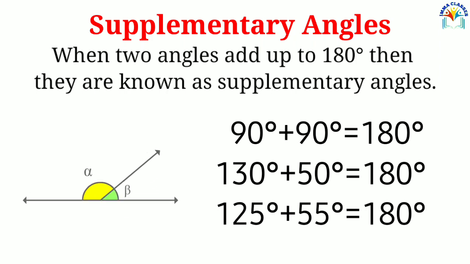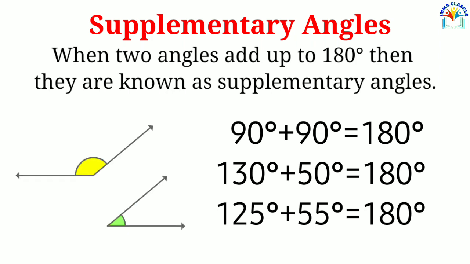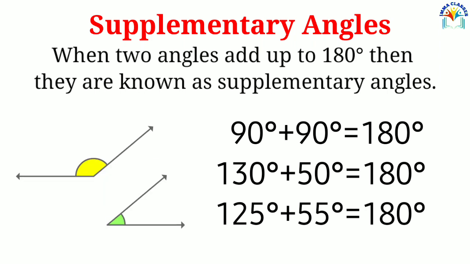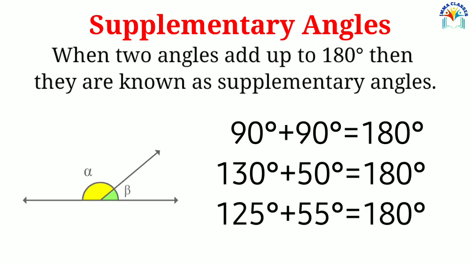130 degrees plus 50 degrees is equal to 180 degrees. So the angle of 130 degrees and the angle of 50 degrees are supplementary angles. 125 degrees plus 55 degrees is equal to 180 degrees. So the angle of 125 degrees and the angle of 55 degrees are supplementary angles.